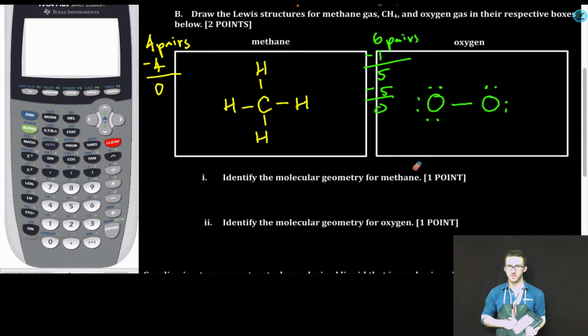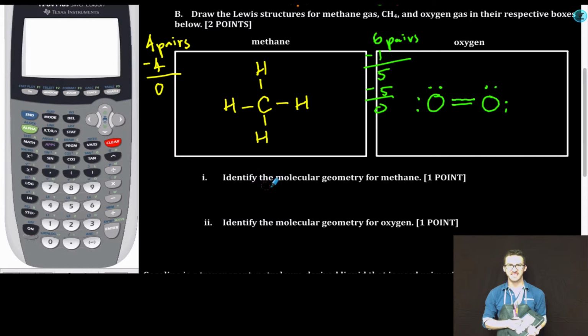You can share. Remember, if you run out of pairs and you still need an atom to have more electrons, create multiple bonds. I'm going to take a pair from this oxygen. I don't want to give it to just this one by itself. I'm going to make it share. Lewis structure for oxygen, complete.